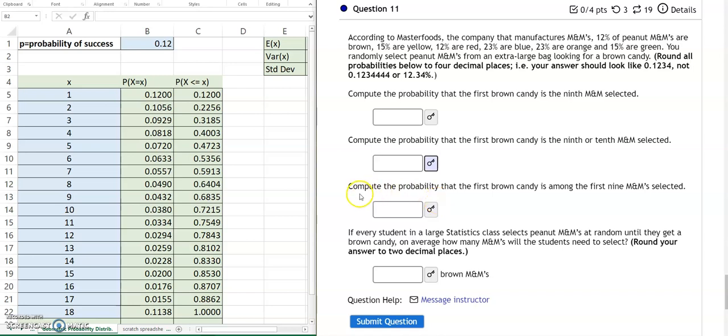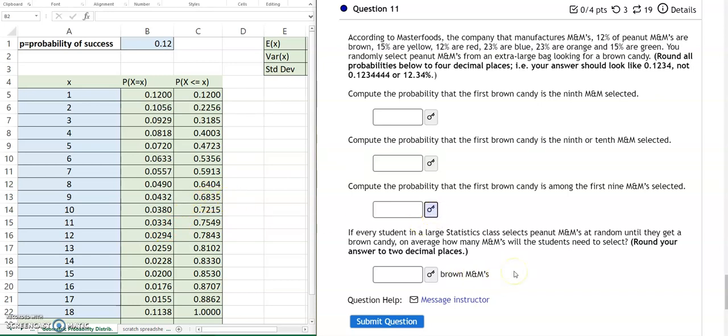Anyway, the next one is saying to compute the probability that the first brown candy is among the first 9 M&M selections. So it says among the first 9, so it could be the first one, it could be the third one, it could be the 7th one. We don't know. All we know is that it's among the first 9. So in this case, we're going to go over to the cumulative column and see that the probability that it falls within the first 9 is 0.6835. And again, here we've been using PDFs because they were exact values. Here we're using cumulative, which means we're using CDF. And yes, that answer matches with this answer right here. So we're all good to go.